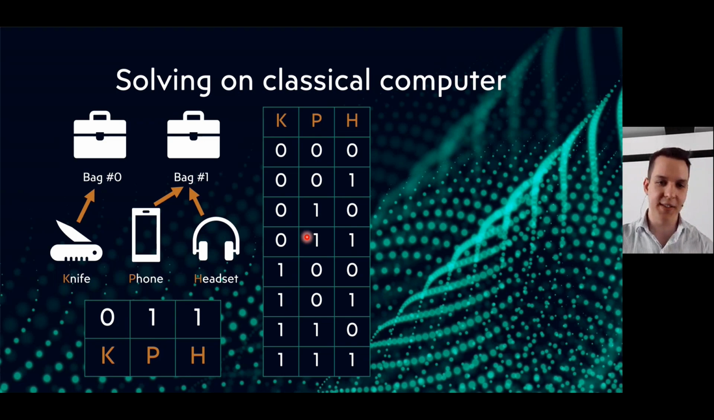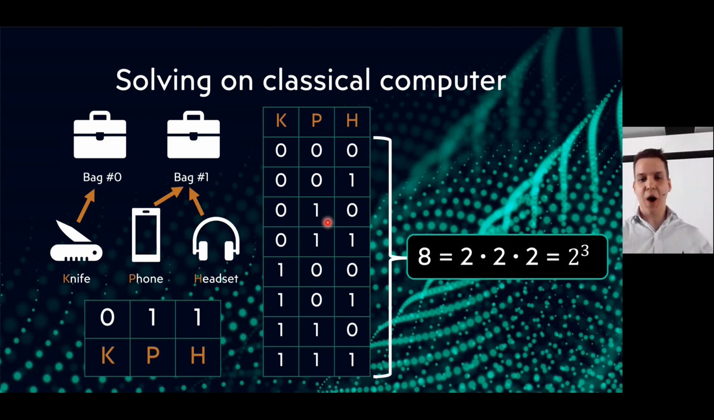The funny thing is it's different from the half. It's totally opposite. So why don't you put the knife also in bag 1 and the rest in bag 0? So it's also working. So this is for optimization. You can just halve this table and then you know already the outcome.